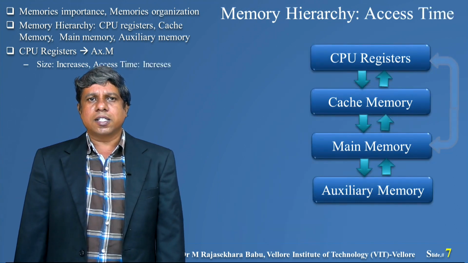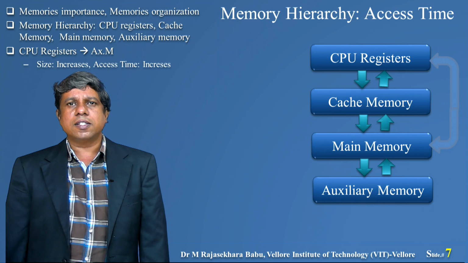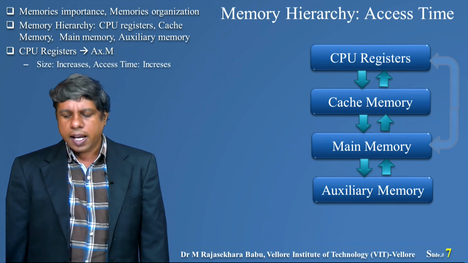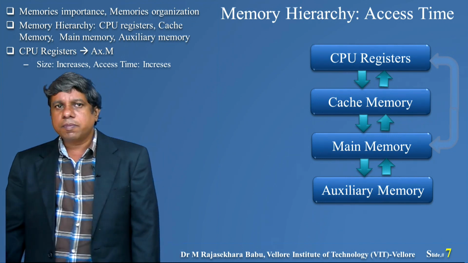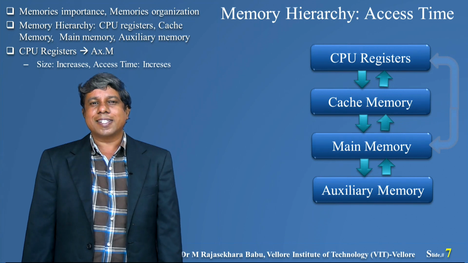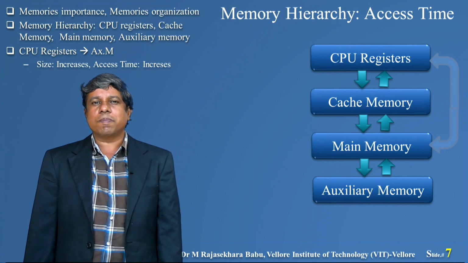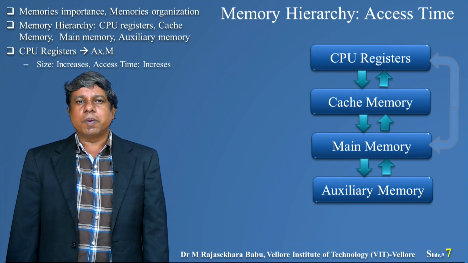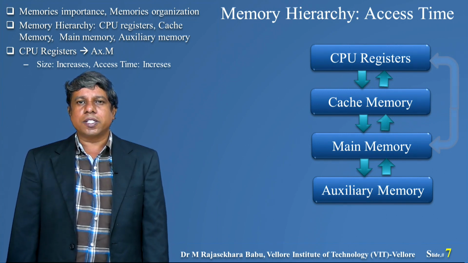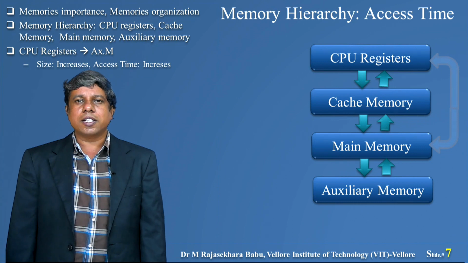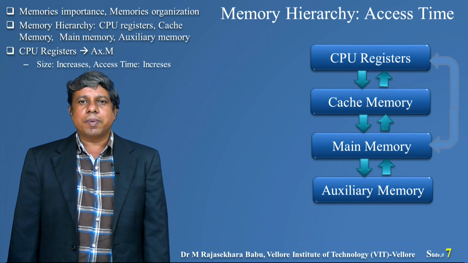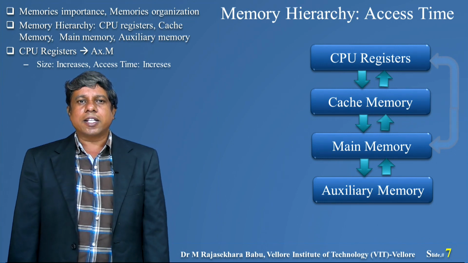All these discussions are like this. So memory hierarchy, access time. What is access time? Time required to access a particular location of this memory. That means how much time the CPU takes to access the CPU registers, how much time to access the cache memory, how much time to access the main memory, how much time to access the auxiliary memory.